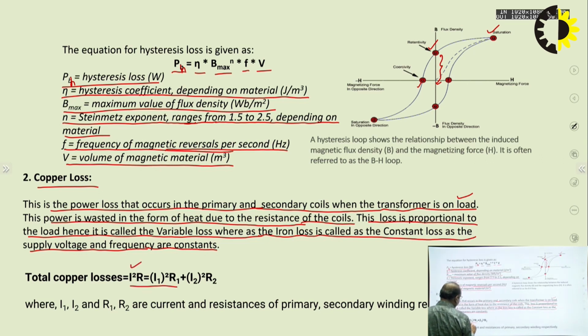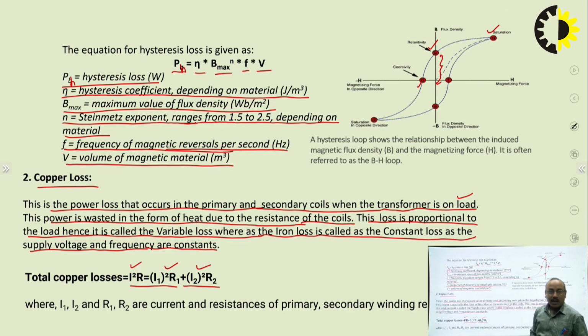So copper losses are written as I square R losses. When we take both the windings into consideration, this is I1 square R1 plus I2 square R2, where I1 is the primary side current of the transformer, R1 is the primary winding resistance, I2 is the secondary current of the transformer, and R2 is the secondary winding resistance of the transformer. So these are the symbols I1, I2, R1, R2.